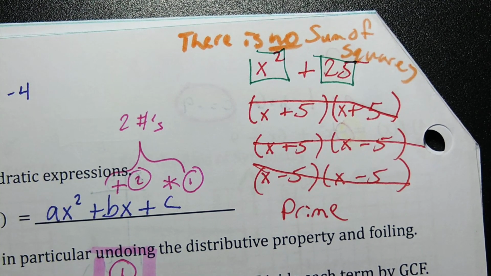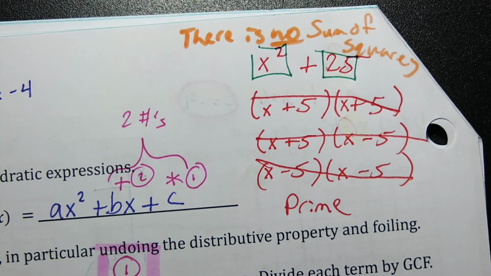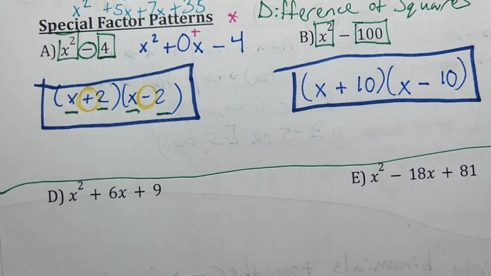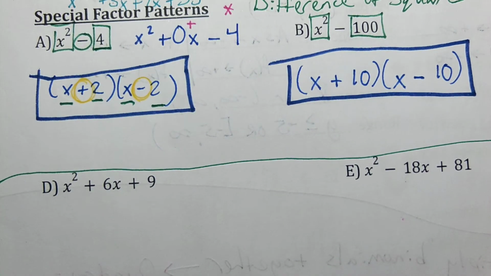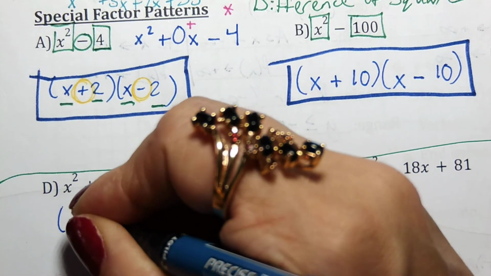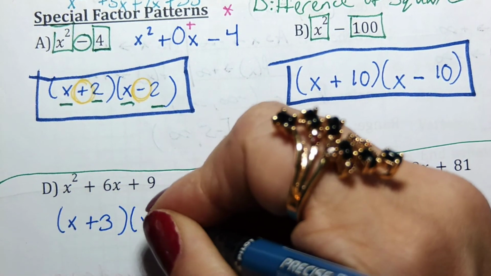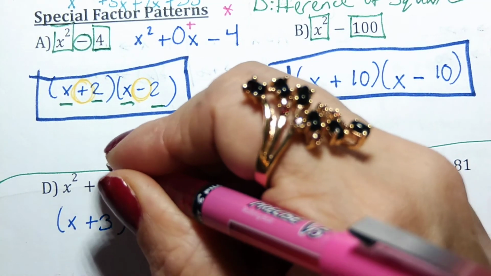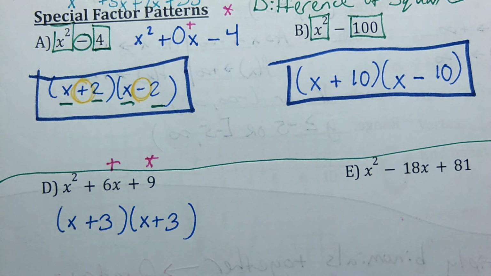So let's skedaddle on down to problem D. See if you can find the combo for that one. What are the factors for D down at the bottom? Anybody find them? X plus 3 and x plus 3. Because we're looking for a product of 9 and a sum of 6. So the factors happen to be the same.